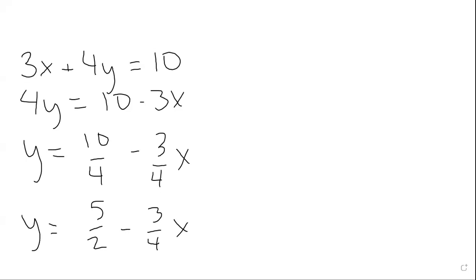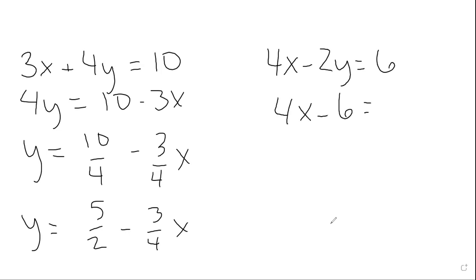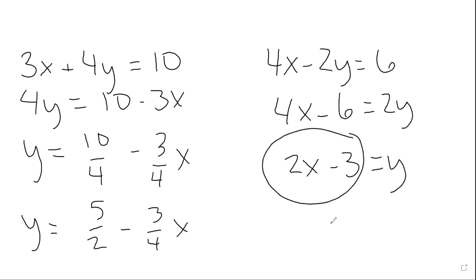Now, if we go back and look here at the PowerPoint, we see that the other equation is 4x minus 2y equals 6. And we want to solve for y again. So I would put the 2y on the other side. I would have 4x minus 6 equals 2y, and divide by 2 would give us 2x minus 3 equals y. So we're going to put this in for one y and this in for another y into our calculator.